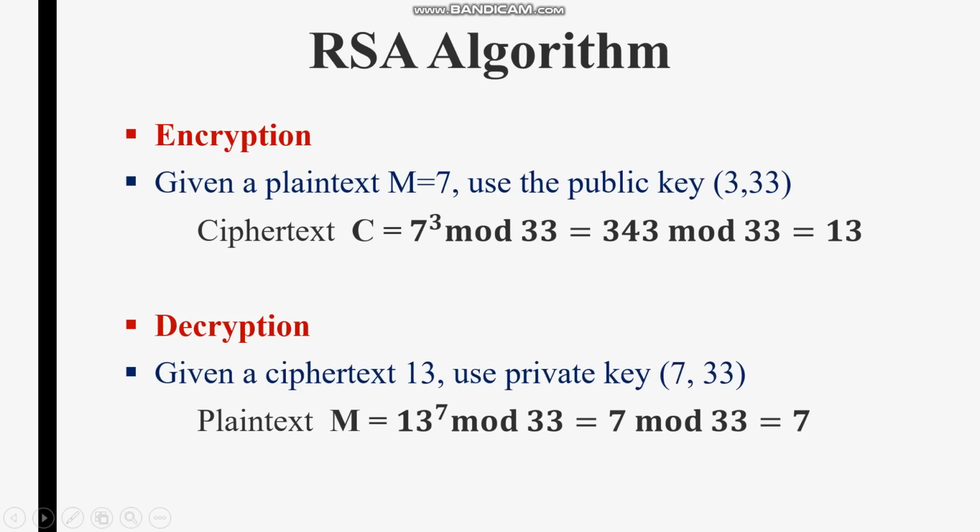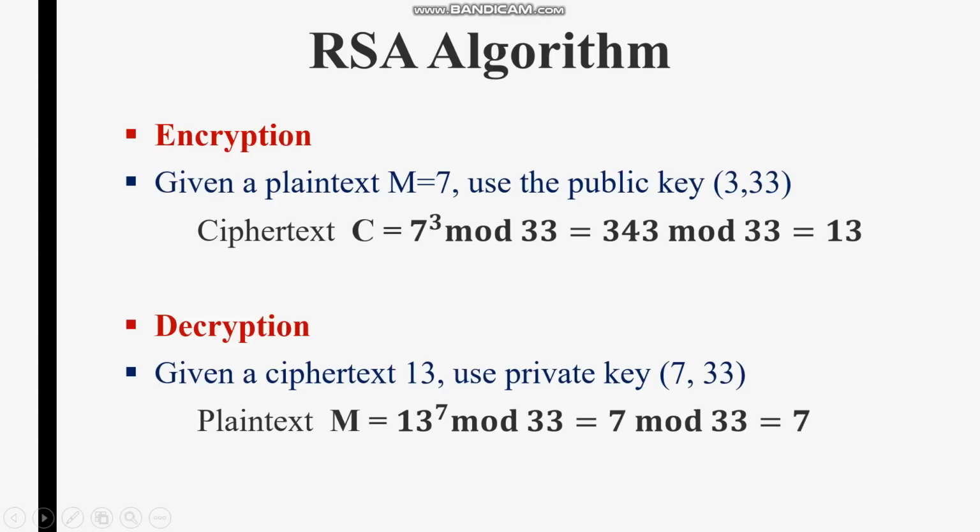Now let's know what is the message that has to be transmitted. Let's assume the message that has to be transmitted, that is a plain text, be 7. Now use the public key. What is your public key? 3, 33. And what is your message? 7. How do you perform encryption? Or how do you calculate the ciphertext?